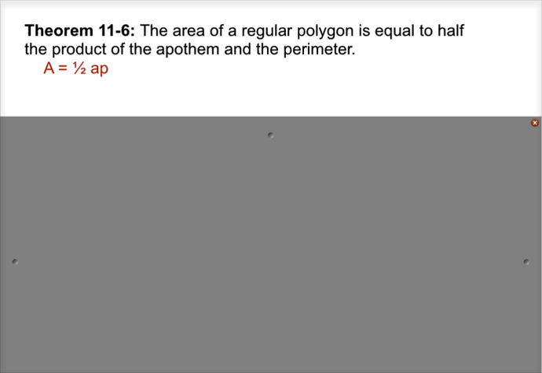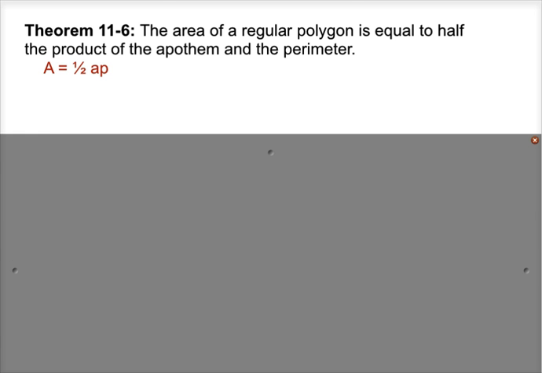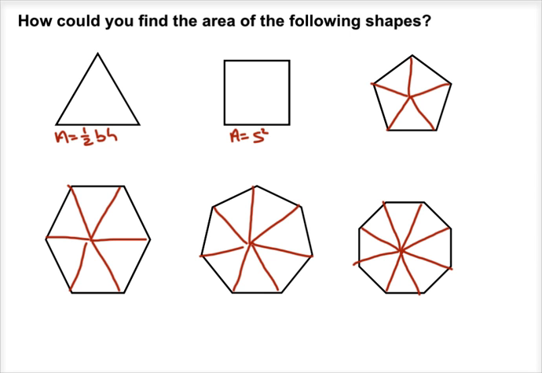Okay. So theorem 11.6, the area of a regular polygon is equal to half the product of the apothem and the perimeter. And here's the reason for this. If I come back to these, and I'm going to just pick the top right shape here, if I wanted to find the area of the entire pentagon, I could just take the area of one of these triangles and multiply it by 5. But the formula said that the area was 1/2 the apothem times the perimeter.